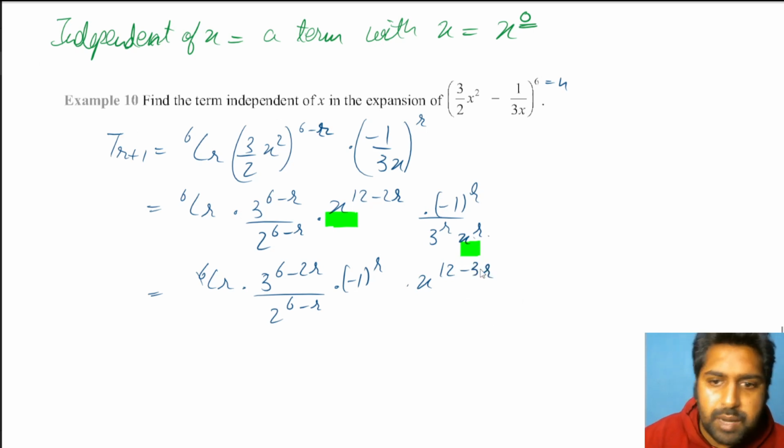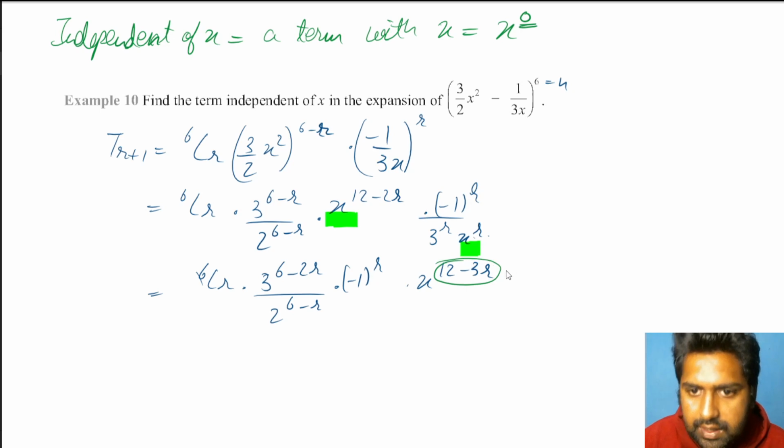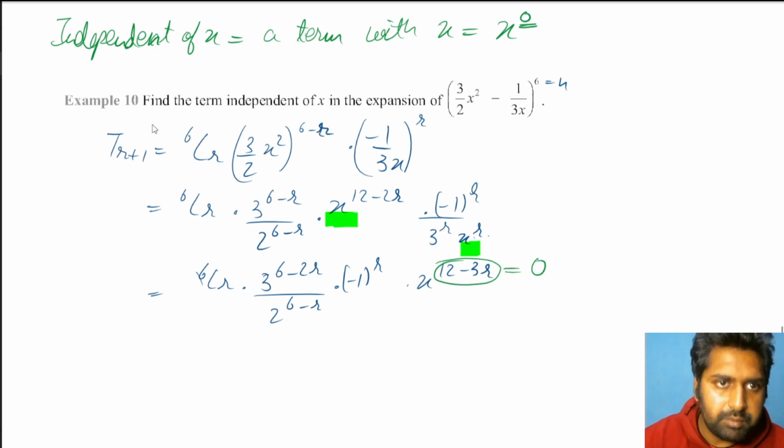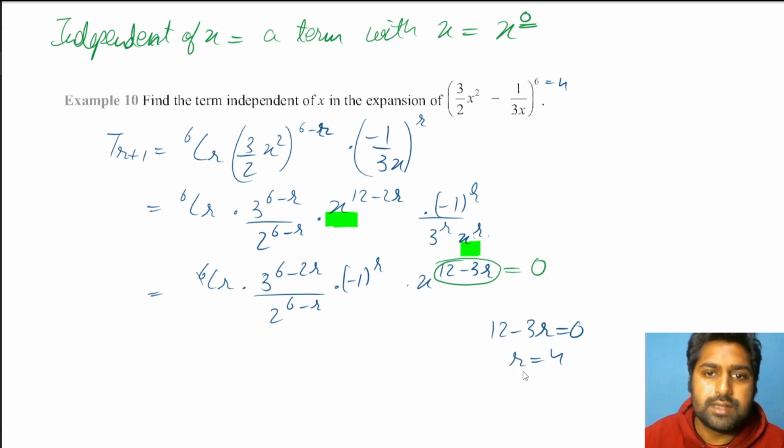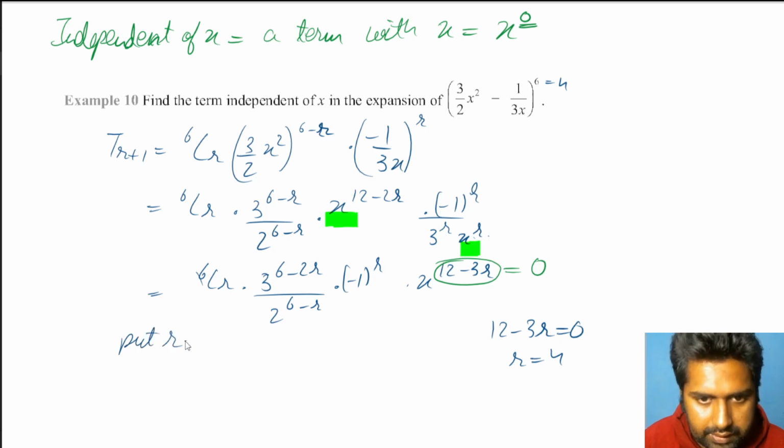And for the independent term, this power has to become 0. Because in order to get a term independent of x, this power of x should not exist. That means 12 minus 3r should be equal to 0. That means r should be 12 by 3, which is 4. This is how you get the value of r. And now put r as 4. So we already know this will become x raised to power 0. So just solve for this.